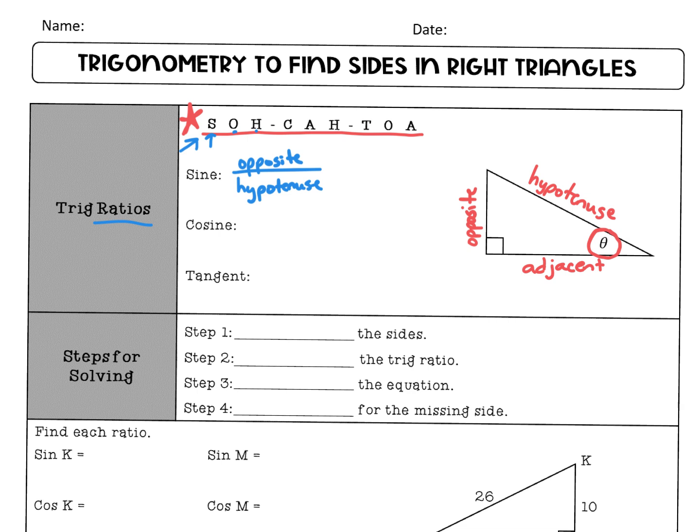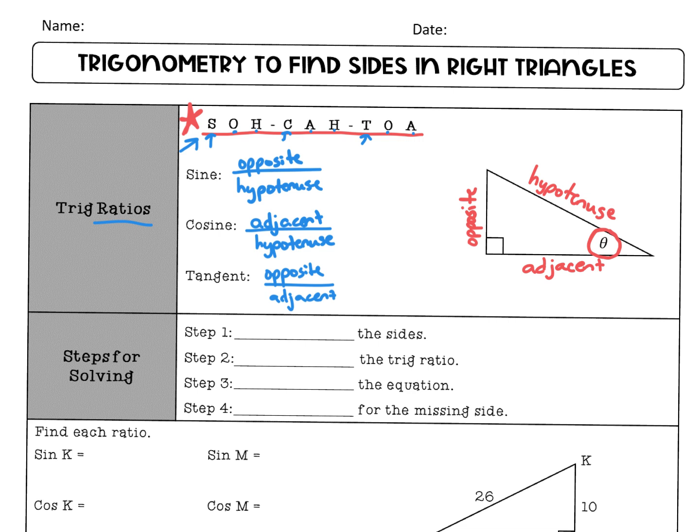Cosine is the C. Cosine is A over H. What do you think that stands for? Adjacent over hypotenuse. And then tangent is this T, OA. That's opposite over adjacent. Are you seeing the connection between the acronym and the ratios?